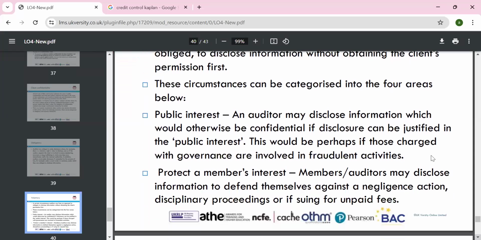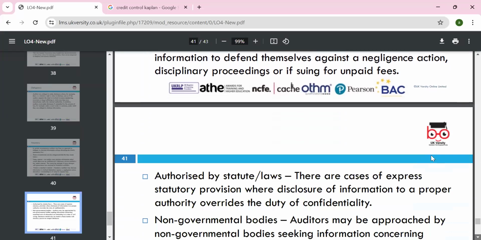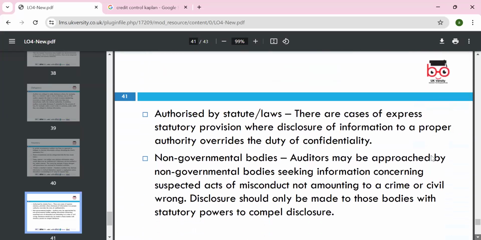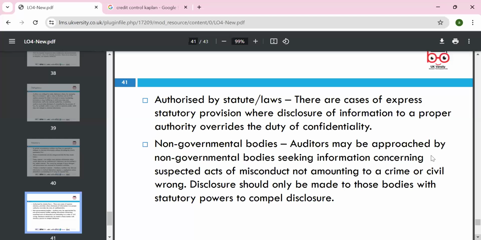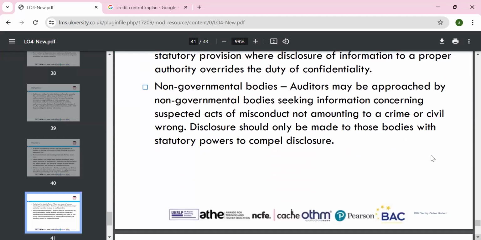Public interest is very important, and any matter of public interest can be disclosed. Another area is protecting the members' interest, such as negligence actions, disciplinary action, or an unpaid fee, or where authorized by law. You have to decide whether or not to declare confidentiality. Non-governmental bodies may approach the firm seeking information like how much profit they have, what dividend they pay, and annual general meeting notes. Only a few people and firms would benefit from this, so you would not be supposed to declare that.